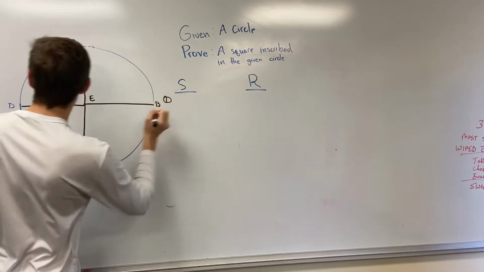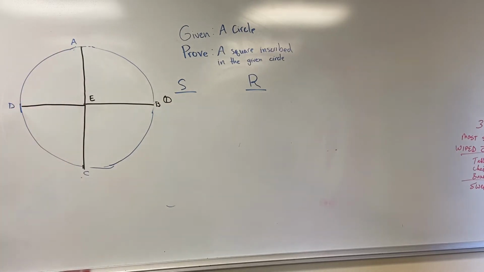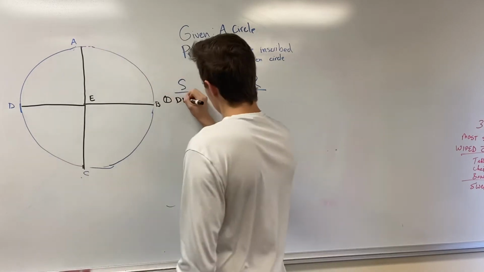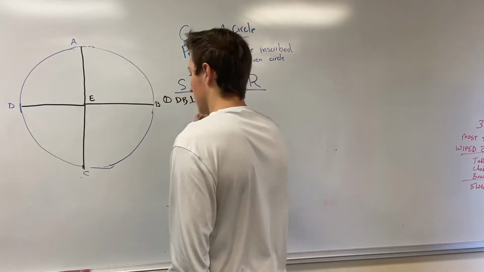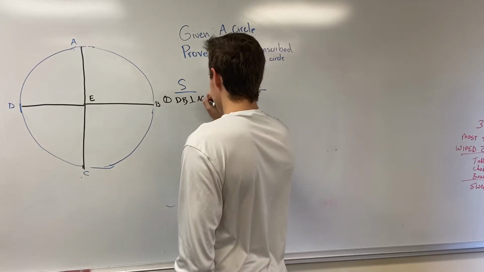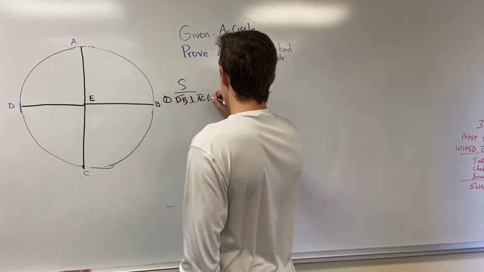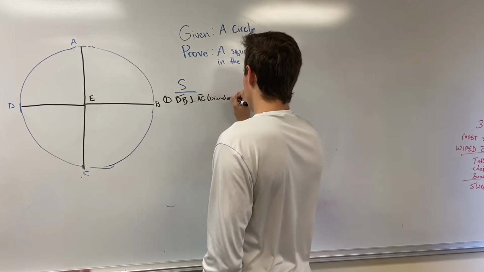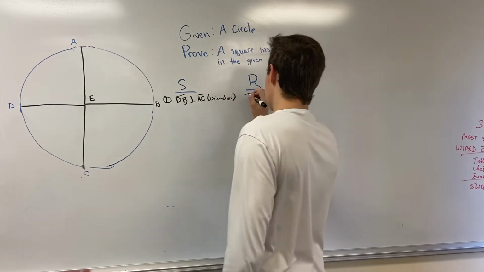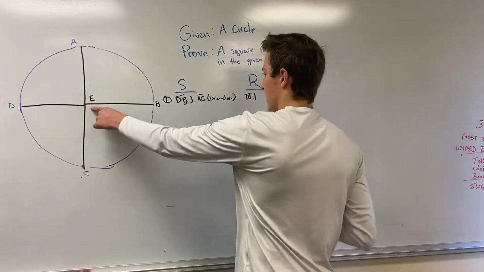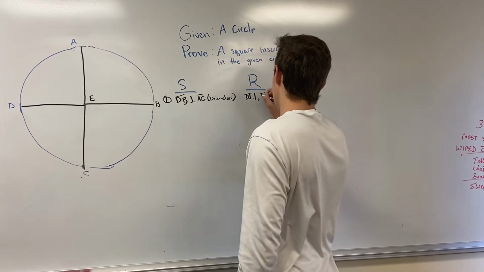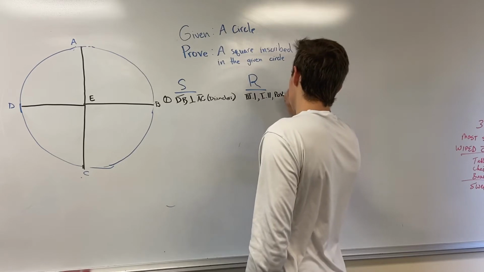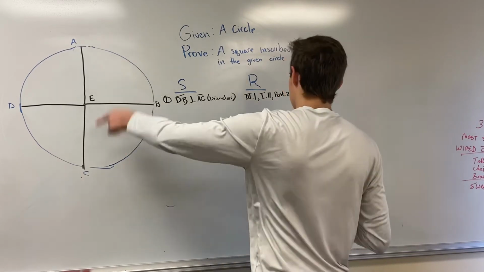Okay, so we're going to call these points B, D, A, C. So I'm going to call this step DB is perpendicular to AC. They're also the diameters of the circle. So I'm going to use Book 3, Proposition 1, which allows me to take the center. I'm going to use Book 1, Proposition 11, which allows me to raise the perpendicular. And then Postulate 2, which allows me to extend the points.